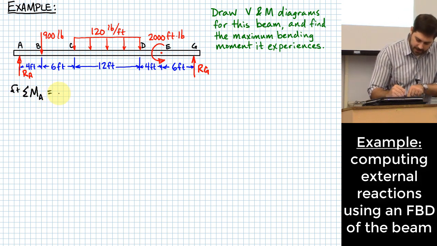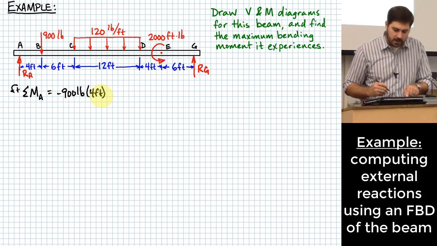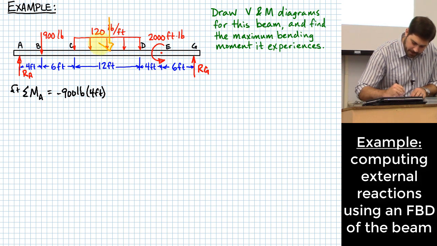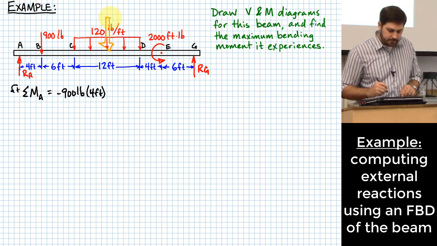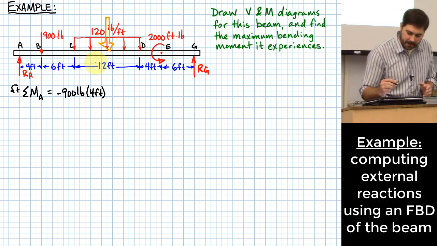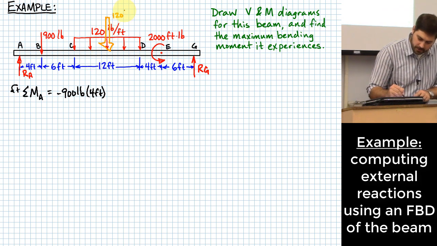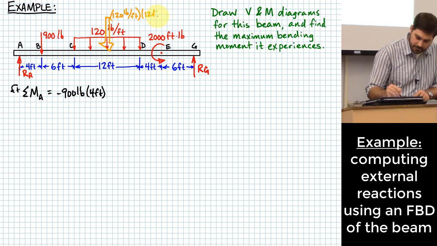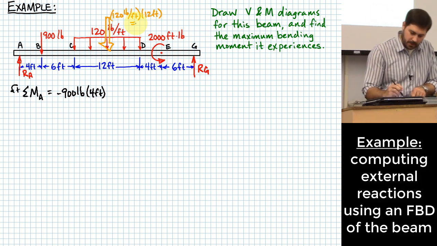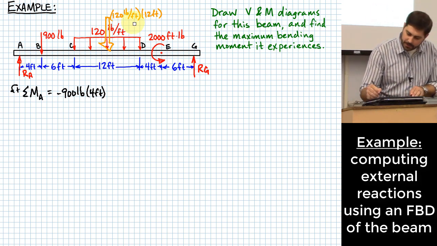right? What I'll have there is minus 900 pounds times 4 feet. Okay. What do I do with my 120 pounds per foot? Basically what we're doing is we're going to concentrate it all at the middle of that segment where it's applied, and it's going to have what value? 120 pounds per foot times 12 feet. So I'll just leave that alone, and we'll just put it in our sum. I'll deal with it all at the same time.